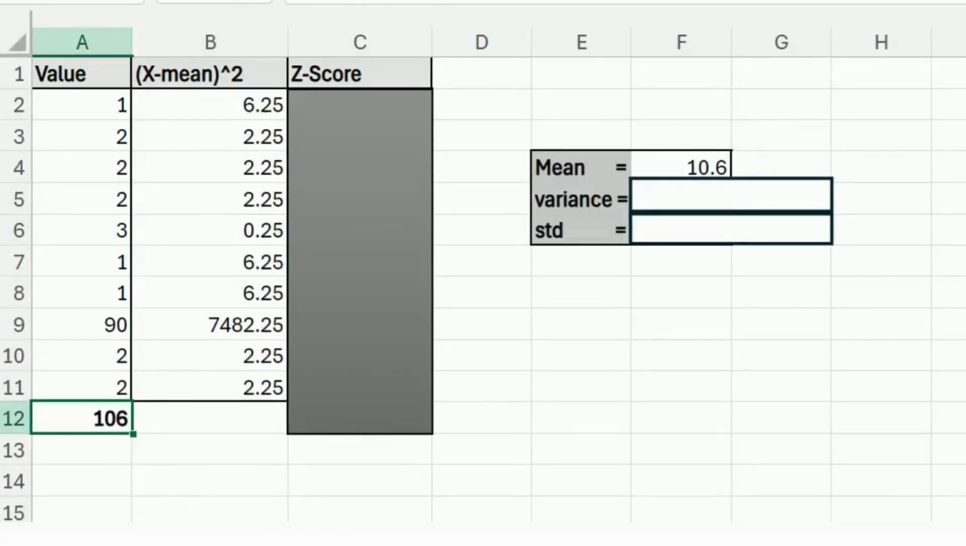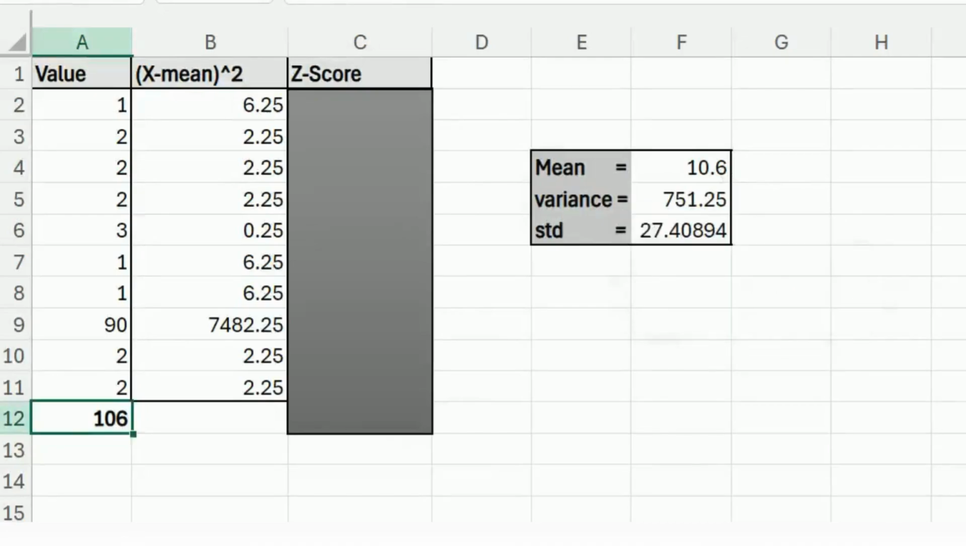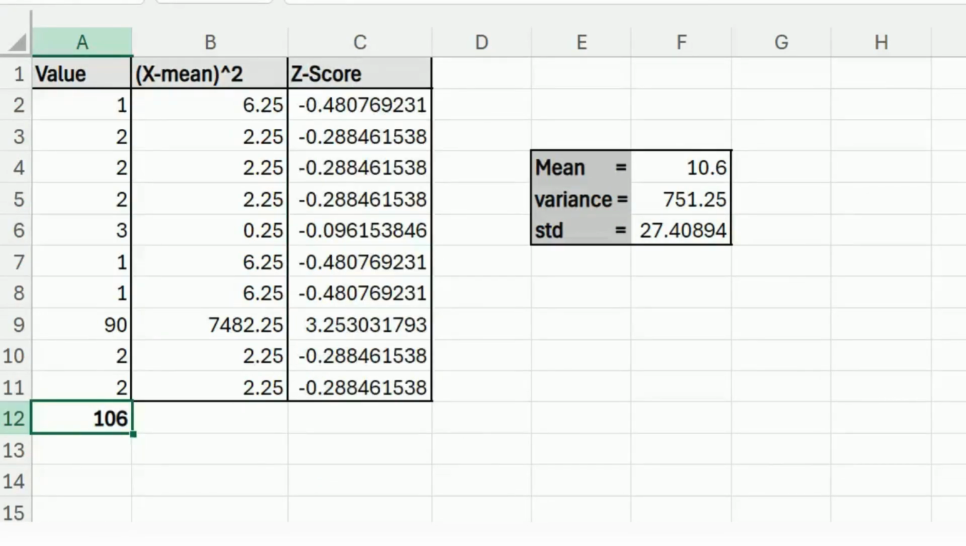These are the values for each of the points. Now after summing it and dividing it by 10, we get the variance, which is 751.25. And after finding its root, we get the standard deviation, which is 27.4089.